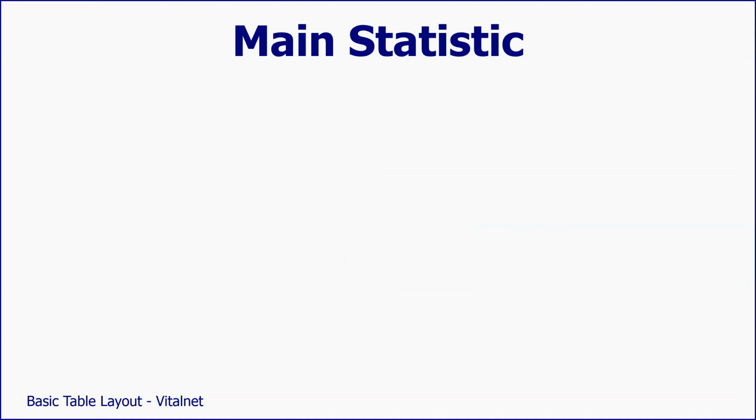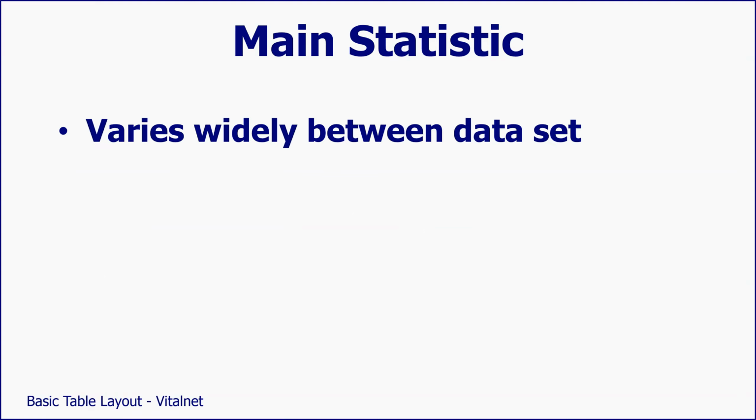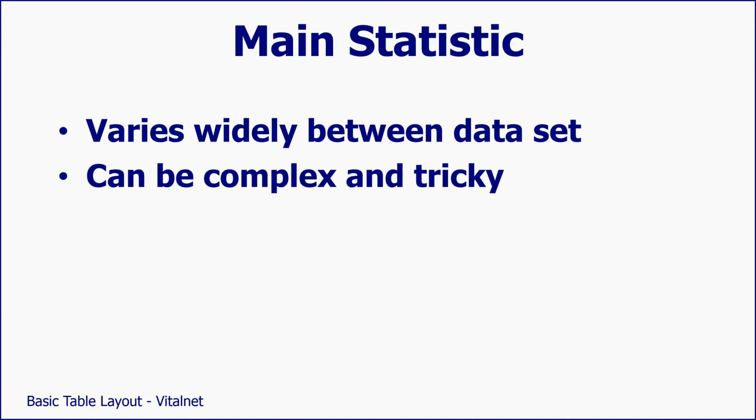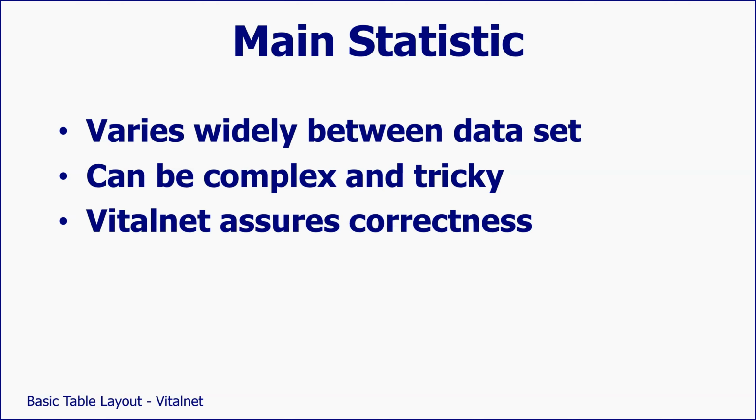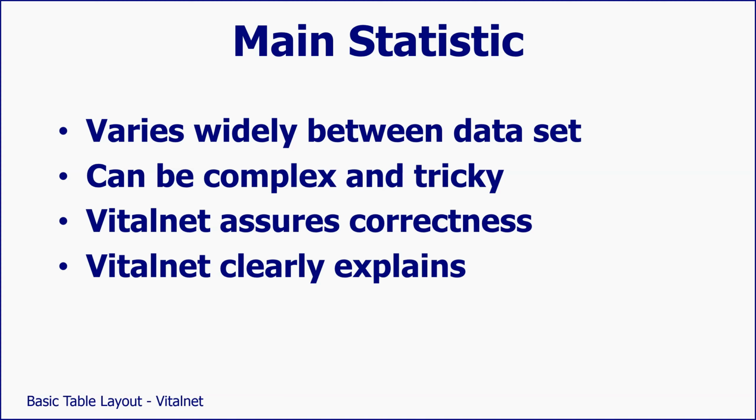The main statistic is the basic numerical result. Each data set has its own main statistics. For example, only birth data has cesarean rates. Some main statistics are more complex, such as age-adjusted rates and standardized mortality ratios. Vitalnet automatically calculates the main statistic correctly, preventing errors that might otherwise creep in. And Vitalnet clearly explains each main statistic, along with example calculations.